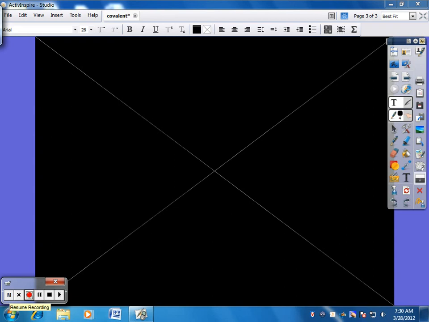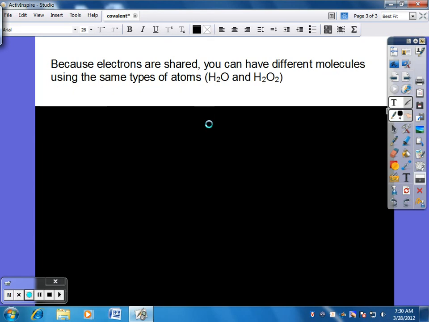Besides the differences we've already seen between covalent and ionic bonds, such as in ionic bonds it's an electrical attraction, in covalent bonds they're sharing electrons, ionic bonds are metal to nonmetal, covalent bonds are nonmetal to nonmetal. There's another major difference, and that is, because electrons are shared, you can actually have different molecules using the same types of atoms. Covalent bonds tend to be a little more flexible in their configuration.